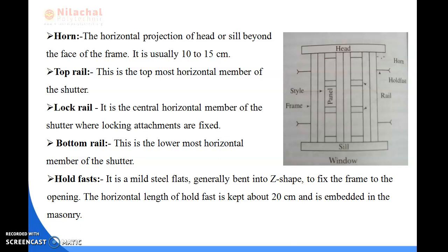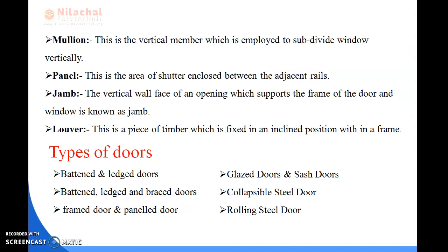Next, we will be reading about mullion in the next slide.